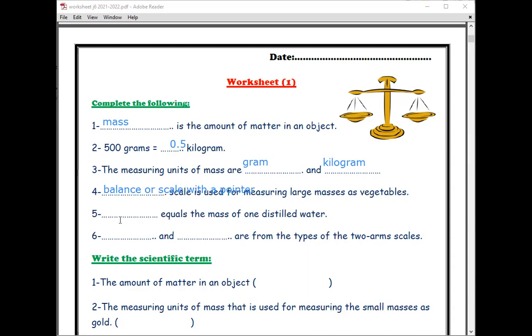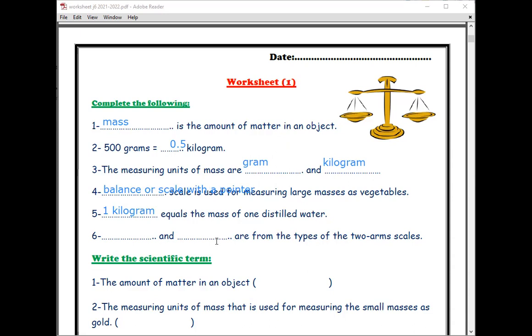Number 5, what equals the mass of 1 liter of distilled water? It's 1 kilogram. 1 kilogram is about 1 liter of distilled water.